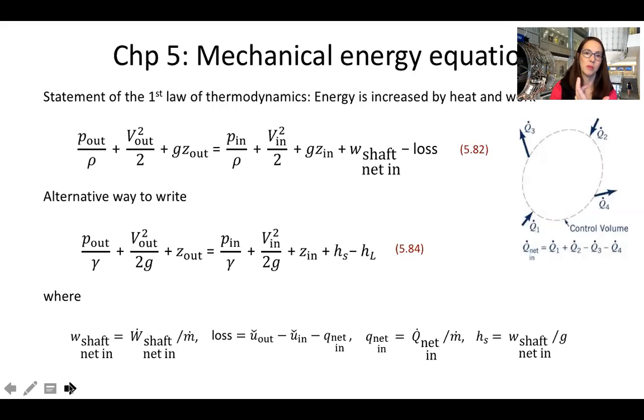So you'll have problems like, you have water being pumped from a lower reservoir to a higher reservoir. How much power does the pump supply to the system, right? And so you would use this first version of the equation, and then you would convert little w to big W using this equation here.